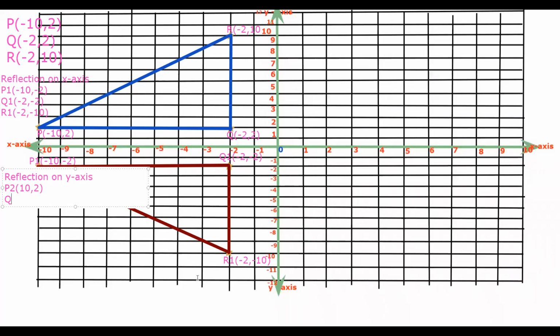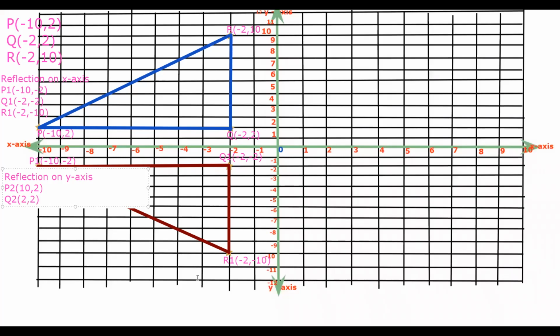Then Q2 will also be negative, negative 2. Then you negate the x coordinate. So the x coordinate is already having a negative. So the two negatives will turn to positive. So we have 2 and 2.